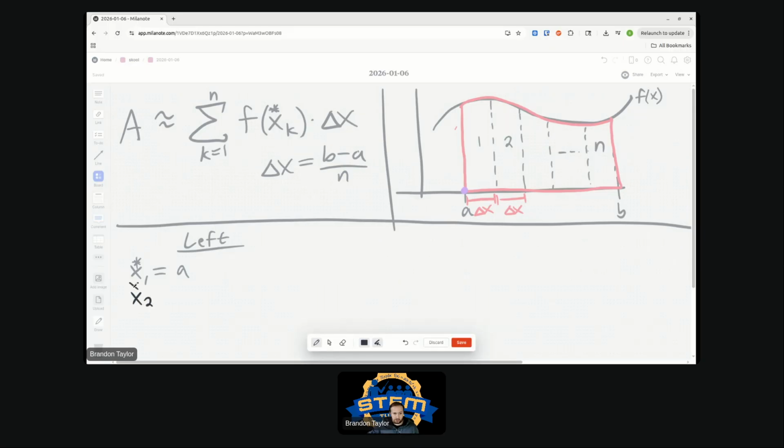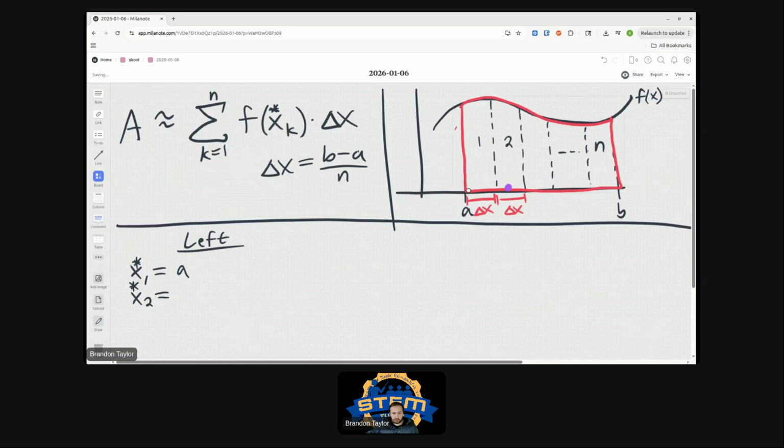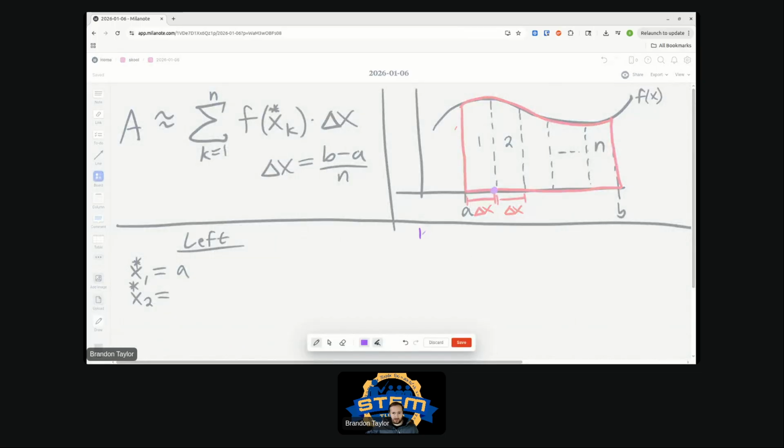And then you can do x star 2. What does that equal? In the second partition, what's the leftmost value? Hopefully it's clear. Pause the video if you're not sure. It's a plus delta x. So think about it. You have a is this distance, delta x is this distance. We want that entire distance, whatever that x coordinate is, that's a plus delta x.